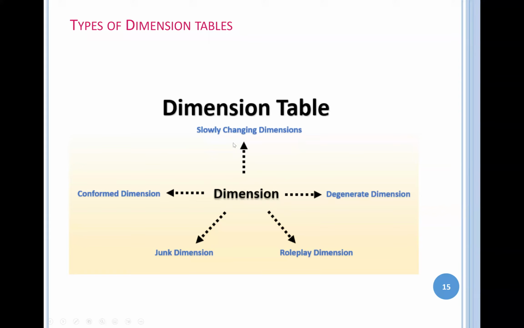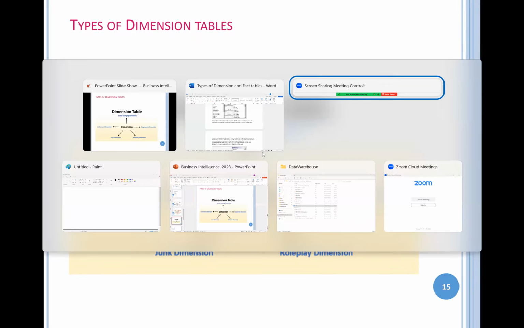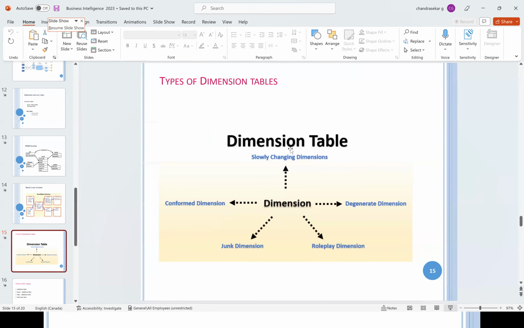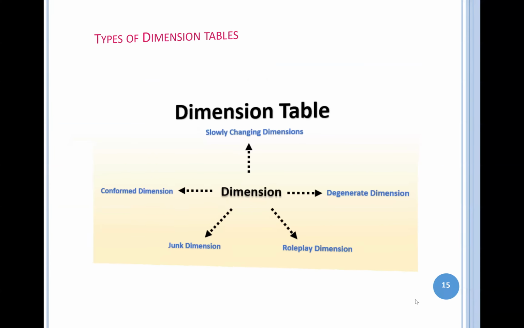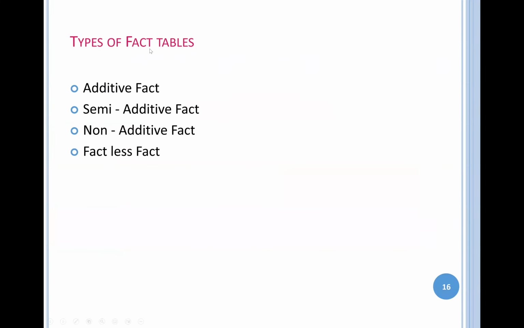We do have slowly changing dimensions, but I will explain them after some time, and you will get a clear idea. So what is a fact table? You know fact tables, right? We have already seen them. Fact tables will have foreign keys and measures. Types of fact tables: we have four different types. One is additive, semi-additive, non-additive, and factless fact.